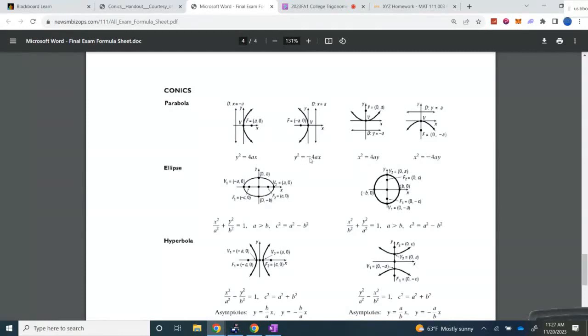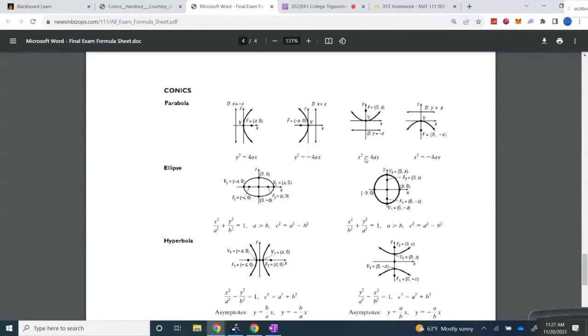The second one is y squared is equal to negative 4ax. Notice how this produces a reverse C shape. And then we have x squared is equal to 4ay. Notice that it produces a U-shaped parabola. And then x squared is equal to negative 4ay. It produces a reverse U-shaped parabola, pointed down. These model forms produce these graphs.